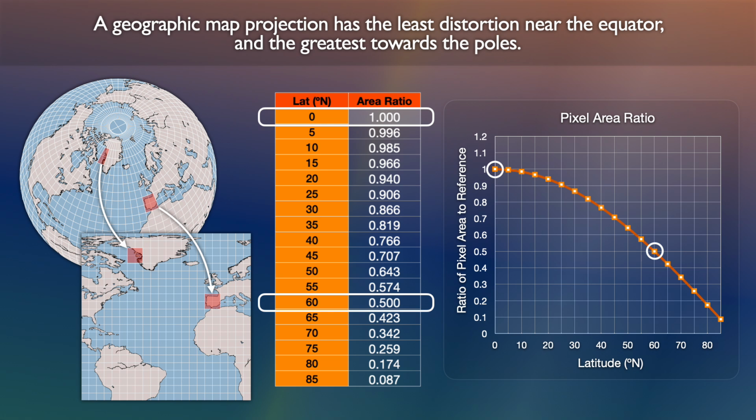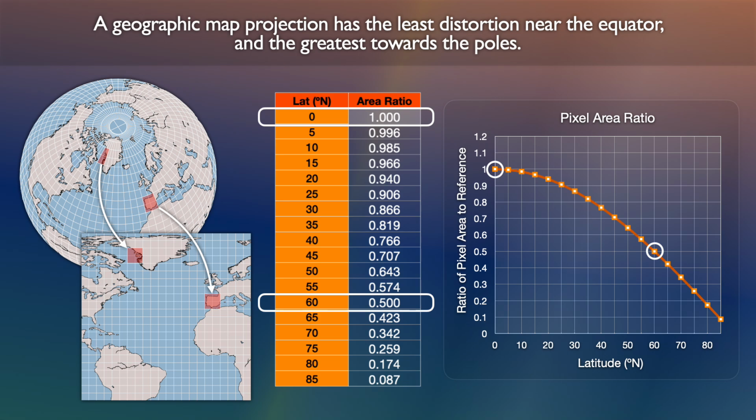And you can see that in the table and the graph. The table shows the ratio of pixel area at various latitudes to pixel area at the equator. It's 1:1 at the equator and half that, or 0.5:1 at, say, 60 degrees latitude. At 85 degrees latitude, it's even worse. The pixel area is over 10 times smaller than at the equator. And you can see the relationship between pixel area and latitude on the graph at the right. It's showing visually the same thing as the table.